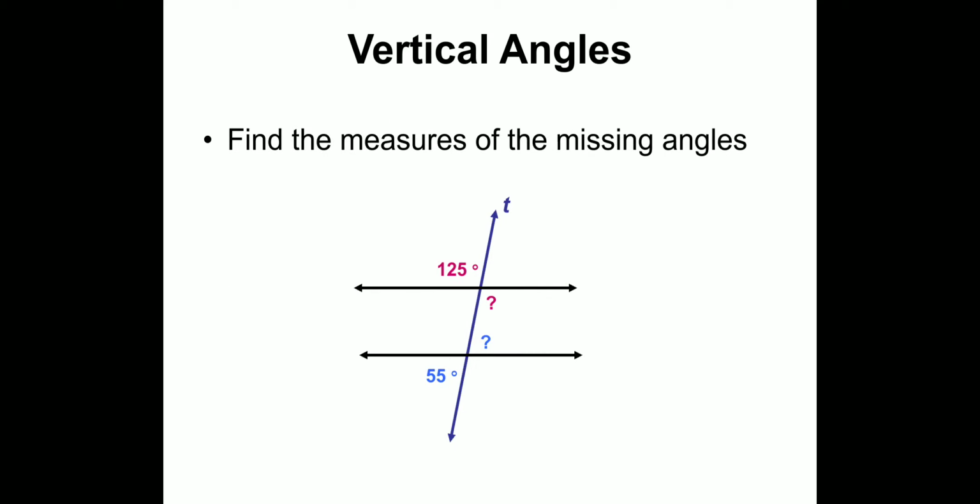Here is one question for you: find the measure of the missing angle. As I told you, they are the same, so what should come opposite the 125 degrees? Yes, this is 125 degrees because they are congruent. Now for 55 also, it will be easy for you. It is 55 degrees. This is how we find missing vertical angles.